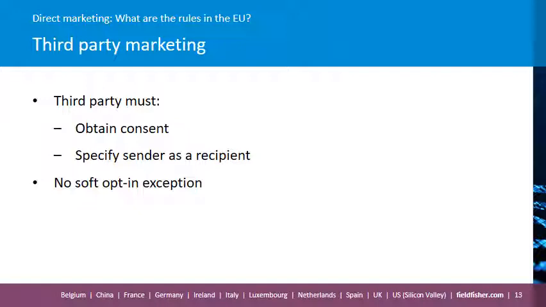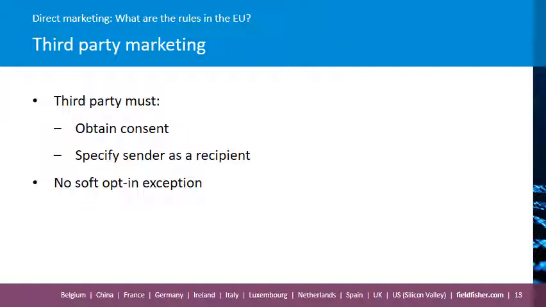Now, in particular for these purposes, this will require that you, as the eventual sender of the direct marketing, are named as the party that the individual is consenting to receive direct marketing from. It won't be sufficient that the third party merely collects, say, general consent from that individual to its sharing of data with third parties generally for direct marketing purposes. And that's because that won't satisfy the requirements of specific informed consent under the GDPR.